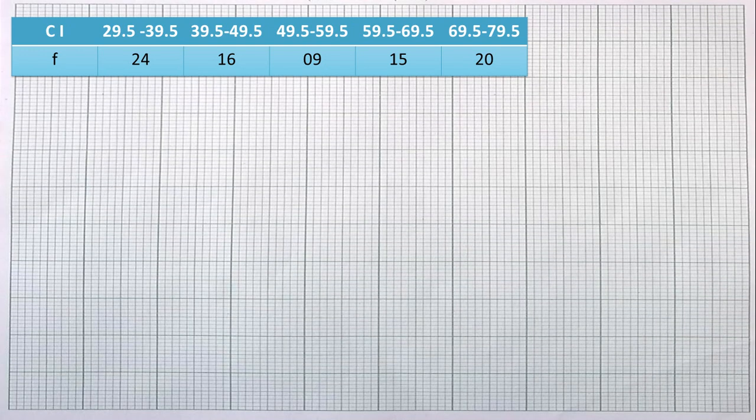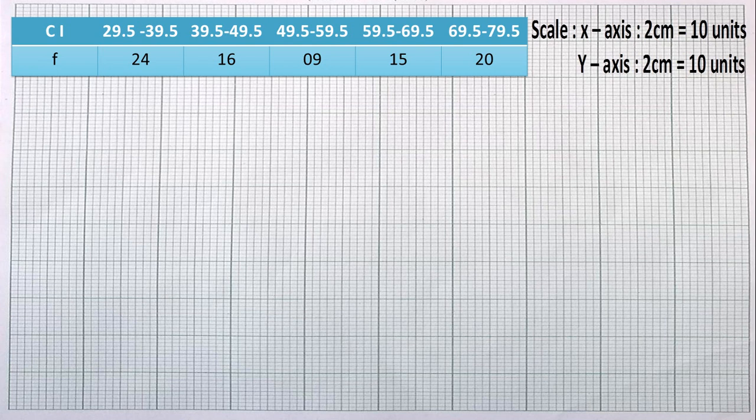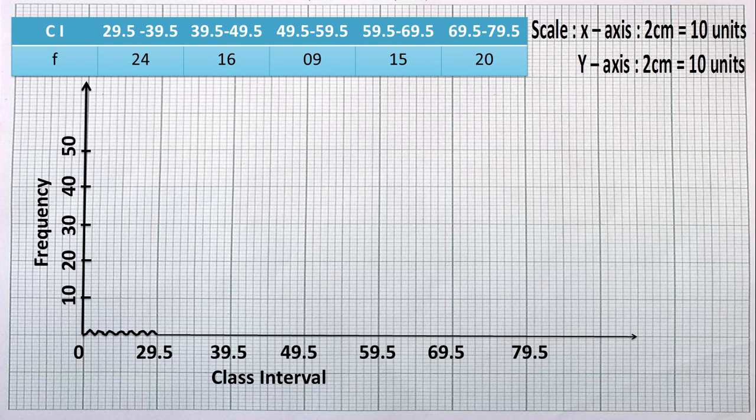Now use the graph, fix the scale. X-axis 2 centimeter is 10 units. Difference between upper limit and lower limit, 39.5 minus 29.5, is 10. And on the y-axis we have taken the same scale, 2 centimeter is equal to 10 units. As the class interval begins with 29.5, the first box should be marked with a zigzag line. Now mark the scale on the x-axis and y-axis, 0, 29.5, 39.5, 49.5 and so on, and on the y-axis 10, 20, 30, 40 and so on.